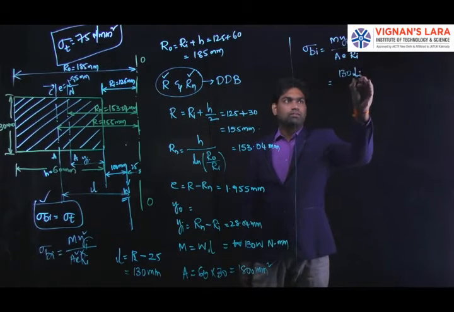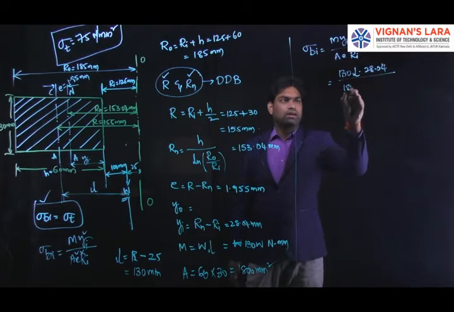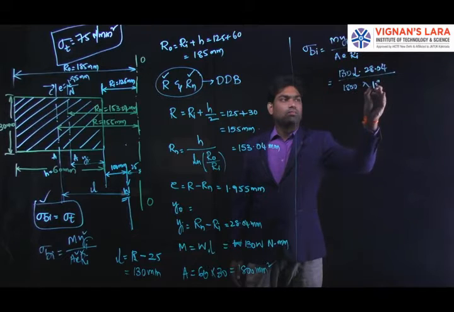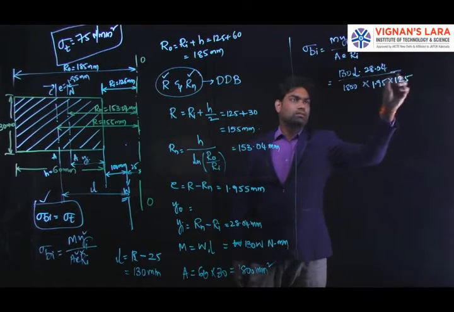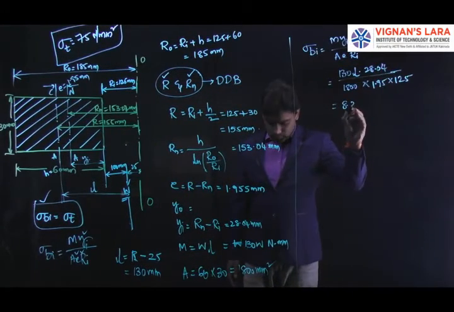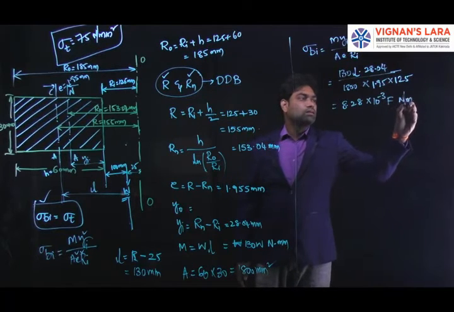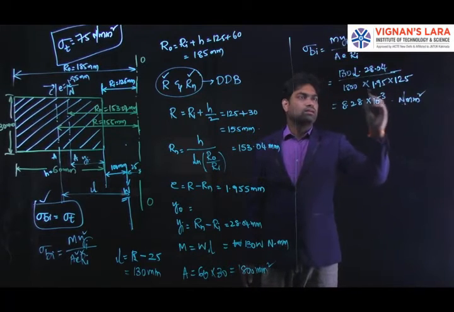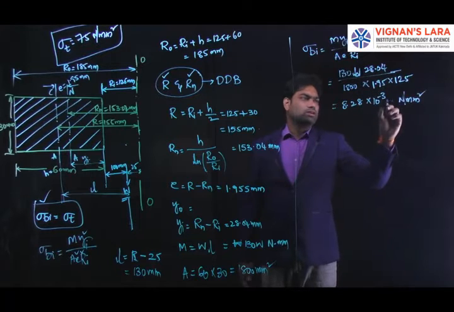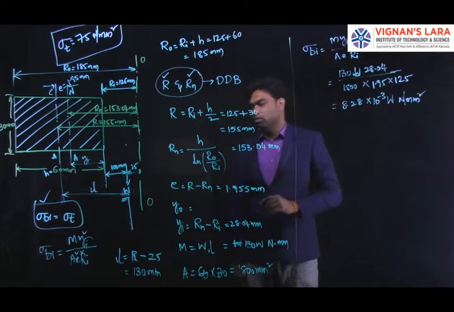And the moment is 130 W, and yi we found is 28.04, and the area 1800 into 1.95 into ri, so ri is 125. Okay, 6.28 into 10 power minus 3 W Newton per mm square. So total bending stress in terms of load W.